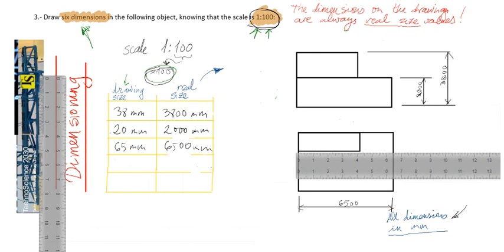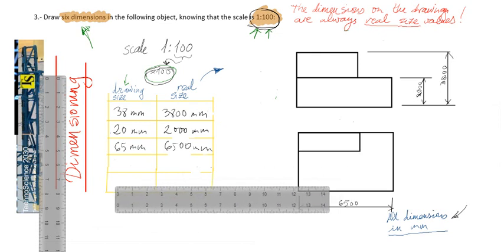Okay, this is 42 millimeters. Let's put it here. 42 millimeters. No, it is not 42 millimeters. It is 42 millimeters times 100, that is 4,200 millimeters. But you know that you cannot put it inside the drawing. Never, never, never. Okay?